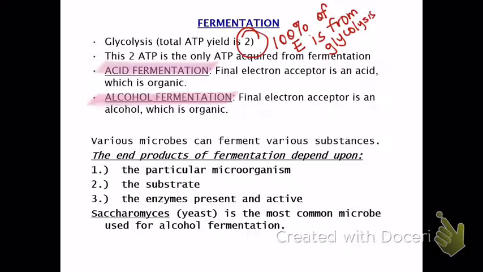Okay, so that's the final electron acceptor. Both of these are organic. Okay, aerobic and anaerobic both had inorganic. Key, know that. Fermentation has an organic electron acceptor. So when the final bond is broken, the electron is released. What catches that final electron is going to be organic, lactic acid or alcohol. This is the beer and wine and bread industry.